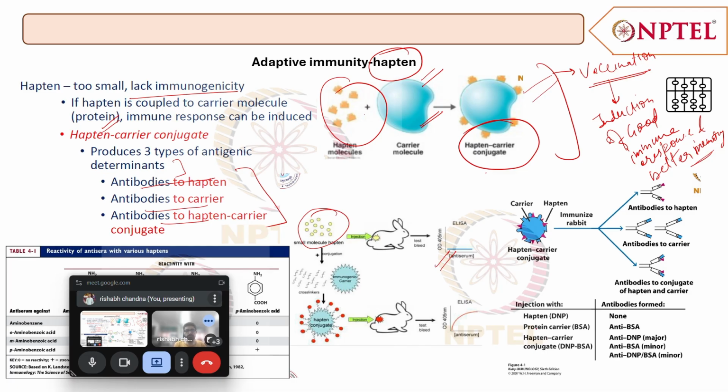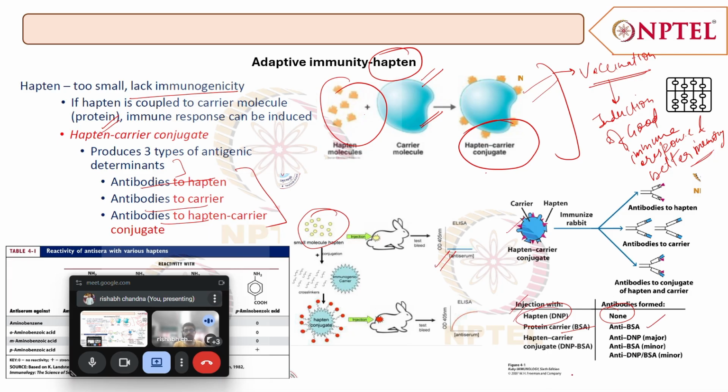This is the same thing they are representing here. Whenever we do a protein testing for the hapten, that is DNP, DNP will not be able to produce any antibody. Similarly, when we give a protein carrier, for example BSA here, it will lead to production of anti-BSA antibodies.